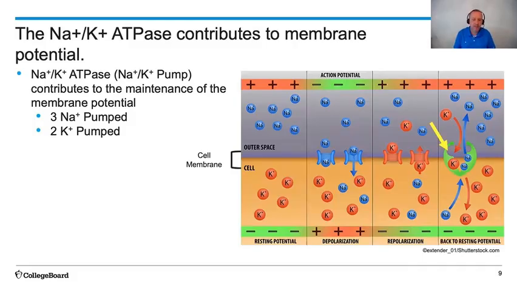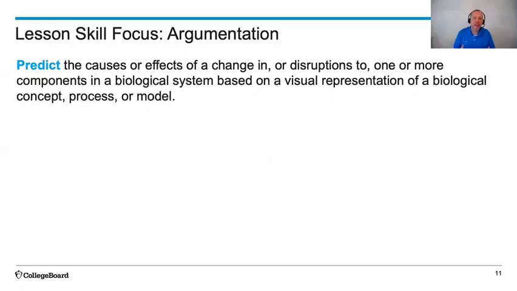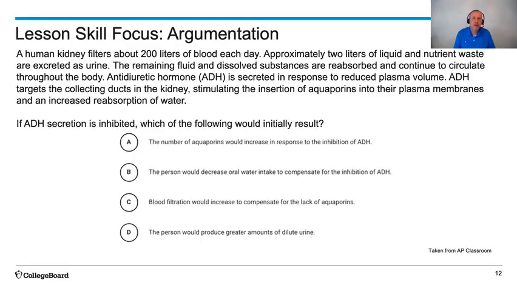So let's practice. For today's practice, the skill focus is argumentation. You're going to predict the causes or effects of a change in or disruptions to one or more components in a biological system based on a visual representation of a biological concept, process, or model. So let's practice. What I would like you to do now is pause your video, read the question, formulate your answer, and then push play again.